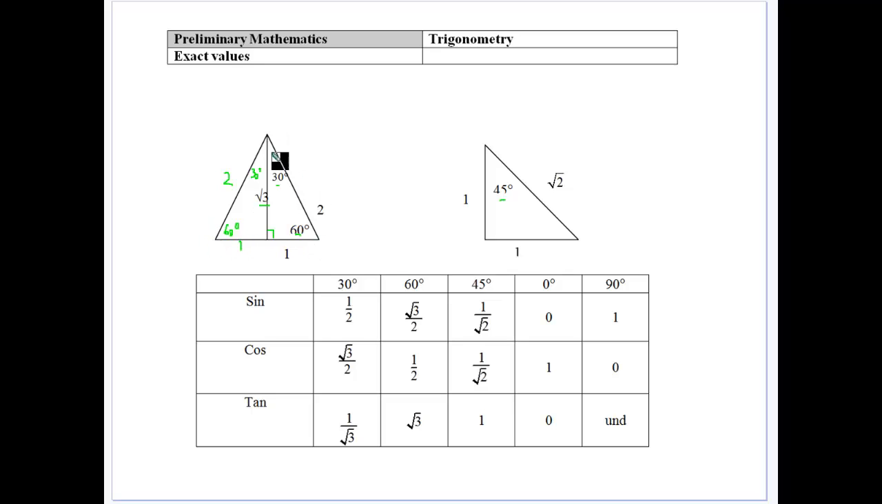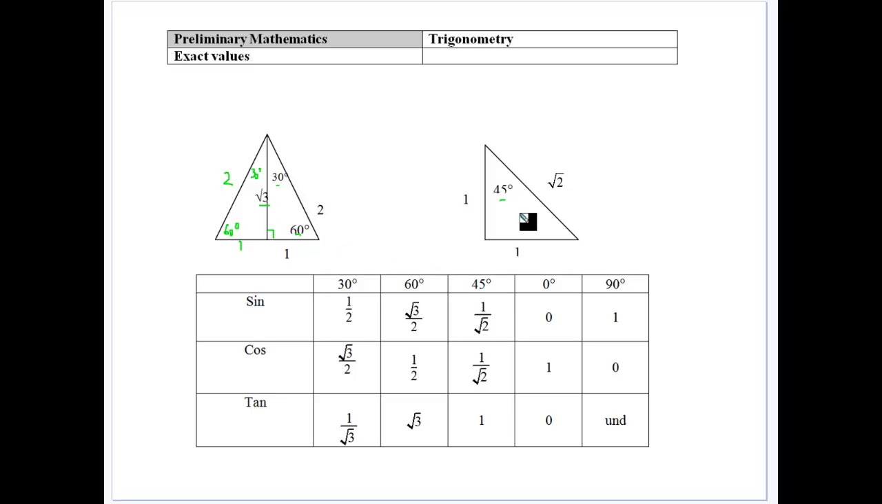Right, an equilateral triangle, drop the perpendicular down so we get a right angle there. We've got our 60 degree angle. The top angle gets split to give us 30, and we've got a base of 1 because that side gets halved. Hypotenuse of 2, and root 3 comes from Pythagoras' theorem for our third side.